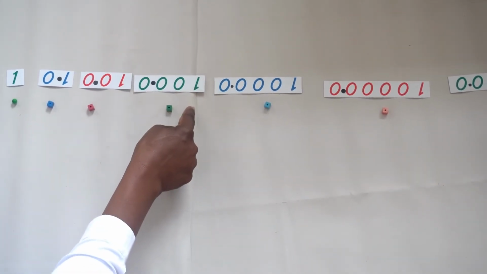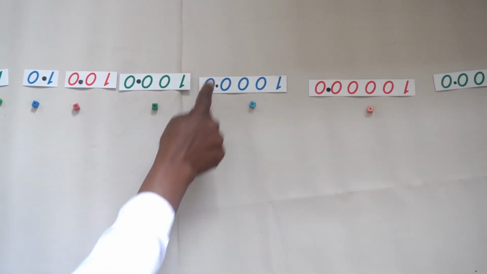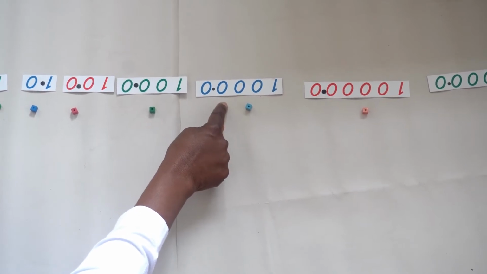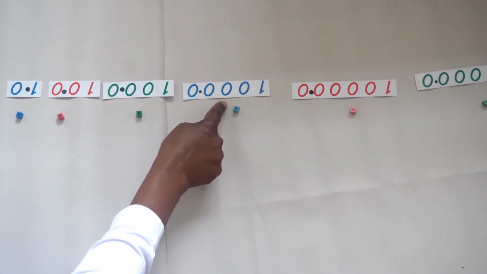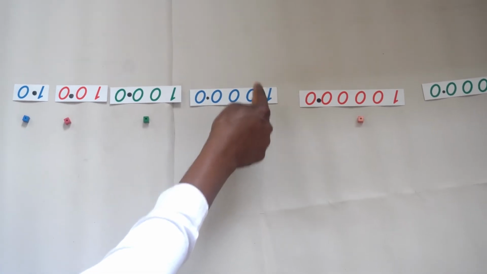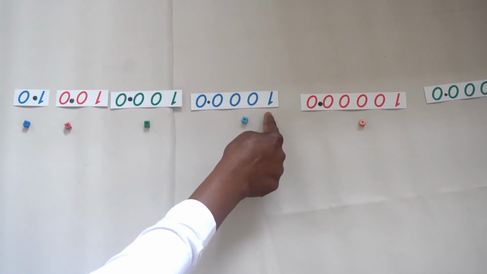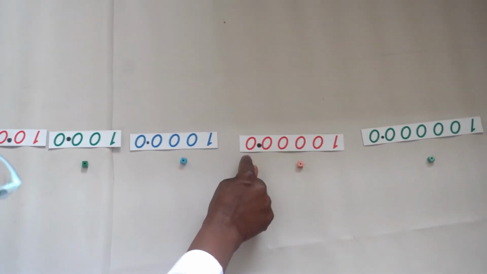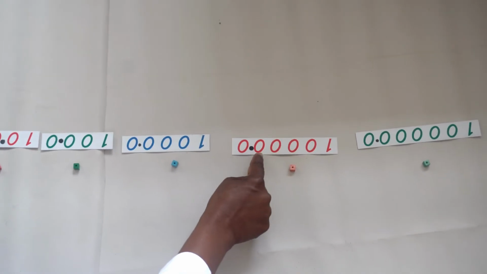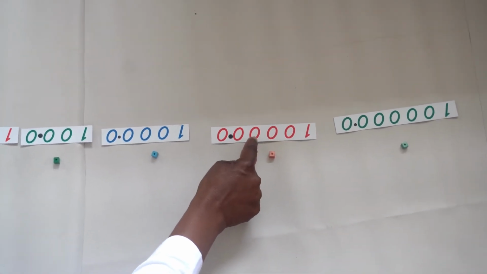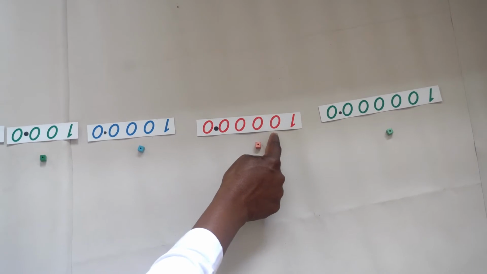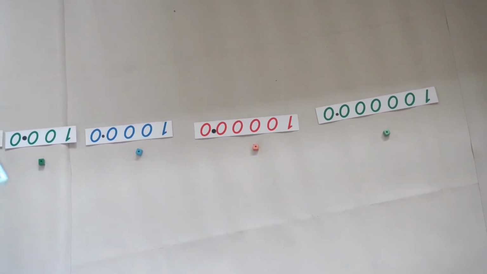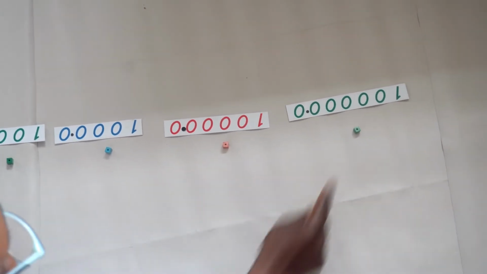And this is the 1000th place. Look at here, in the unit place is 0. The 10th place is 0. In the 100th place is 0. In the 1000th place is 0. So the next place, that's the 10,000th one. Let's look at here. In the unit place is 0. In the 10th place is 0. In the 100th place is 0. In the 10,000th place is 0. So the next place is 100,000th. So this is 100,000th.